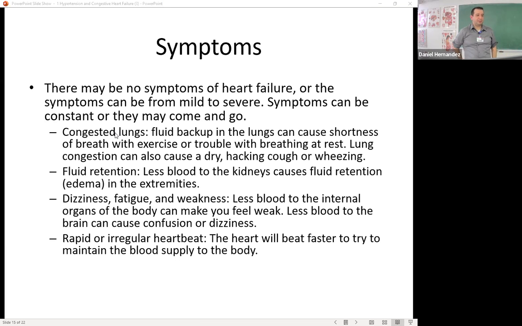Patients may also exhibit some sort of dizziness, fatigue, generalized weakness. This is a result of, again, those muscles not receiving adequate blood supply. So if they're not receiving that blood supply, you might just feel an overall general malaise or weakness. That could also lead to lightheadedness, dizziness, confusion. Again, the body's going to try and get more blood out. So they may have a rapid, irregular heartbeat, heart beating faster, trying to maintain that blood supply to the body.